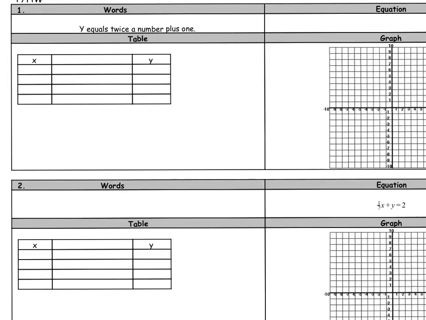Here are the solutions to page 111. So if you're given words, you can write an equation from that. So we'll go ahead and translate to symbols. So y equals, twice the number is 2x plus 1.